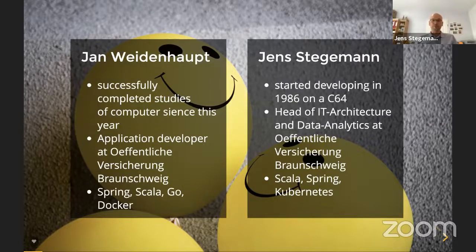And myself, I started developing in 1986, a little older than Jan, on a C64. And right now I'm working as the head of IT architecture and data analytics at the insurance company. And I worked a lot in Scala, started with Kotlin a few months ago, and a lot of Spring and Kubernetes and things like that.